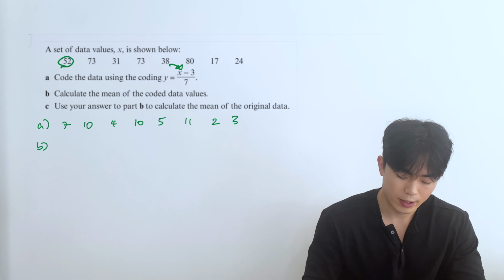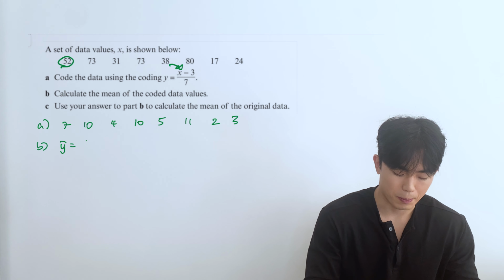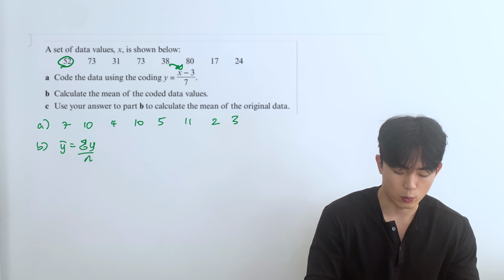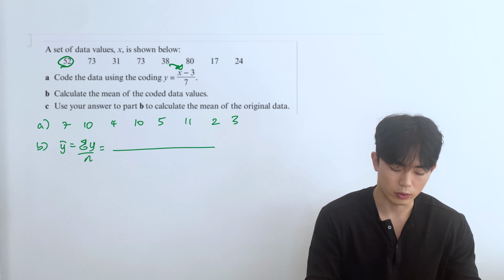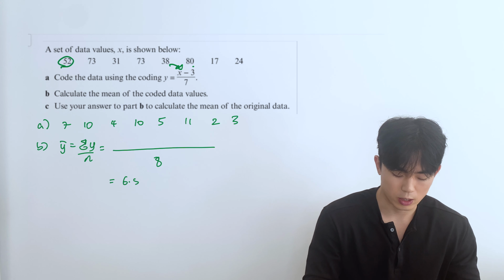Right, B, find the mean of the coded data. So we're just finding y bar. It's essentially just the same thing, sum of y over n. So you just add each individual one up, divided by n, 1, 2, 3, 4, 5, 6, 7, 8, and you can get the coded mean, which is 6.5.